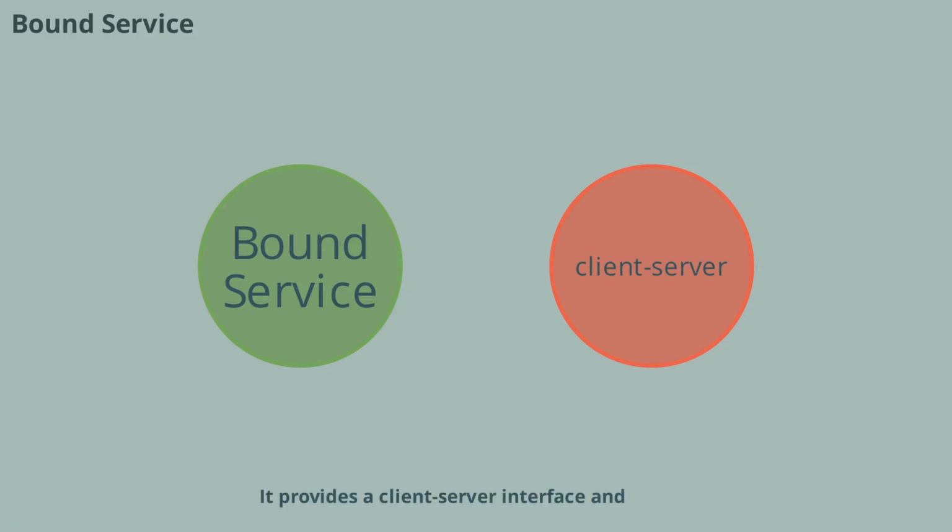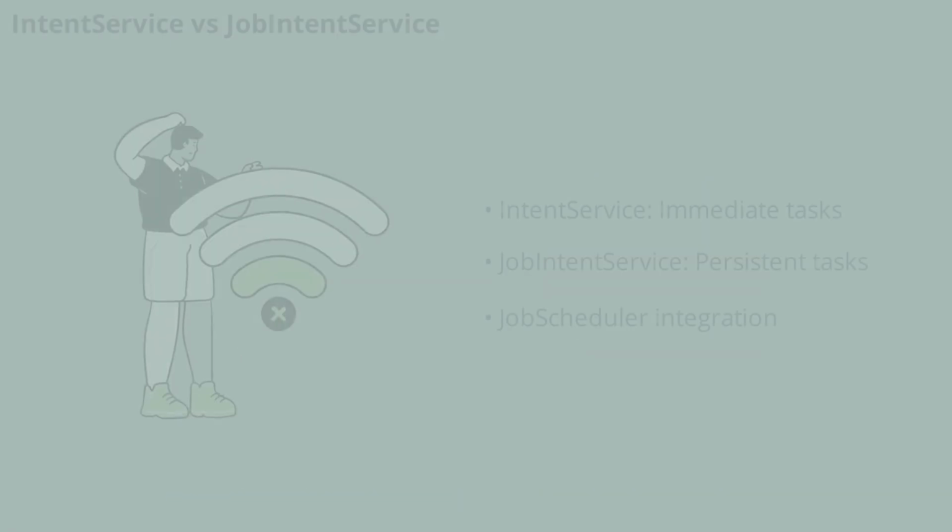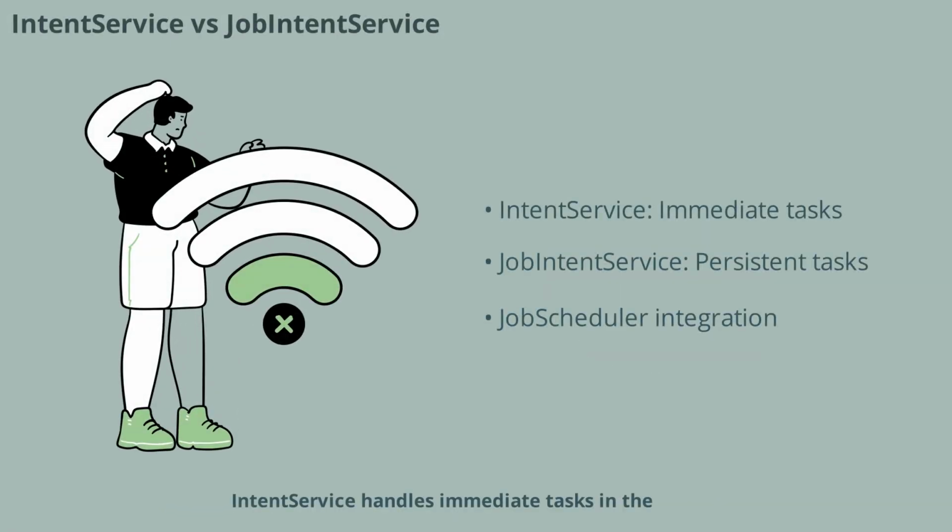A bound service allows components like activities or fragments to bind and interact directly. It provides a client-server interface and remains active only while clients are bound. Bound services are ideal for real-time data syncing, media playback, or location updates, where continuous interaction is needed. Intent service handles immediate tasks in the background, but doesn't survive app termination. Job Intent service, introduced in Android support library, uses Job Scheduler to persist tasks across app restarts or device reboots.